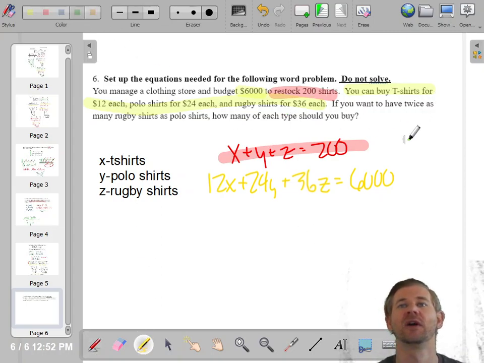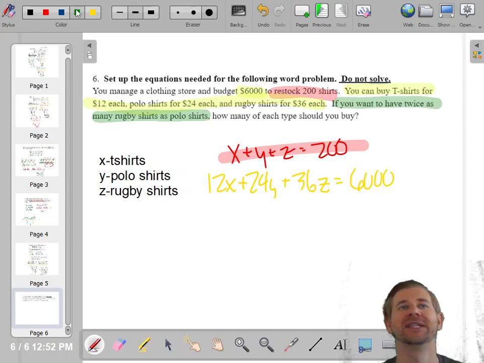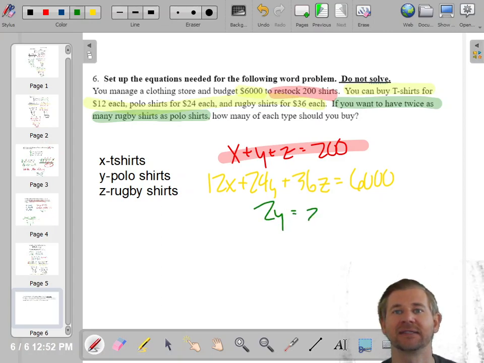And then the last one is the one that gets you again. You got to be careful. Twice as many rugby shirts as polo shirts. If you have twice as many rugby shirts as polo shirts, you need to take the polo shirts, which is Y, and double that. Double Y to get Z. However many polo shirts there are, you want to double it. If you have 10 polo shirts, 10 times 2 is 20 rugby shirts. So you double the smaller one. You double the polo shirts to get rugby shirts.